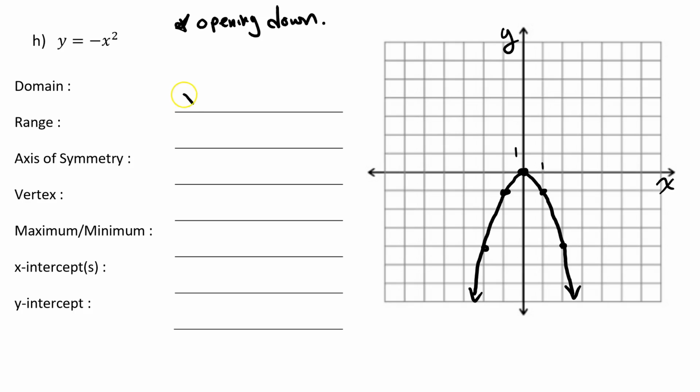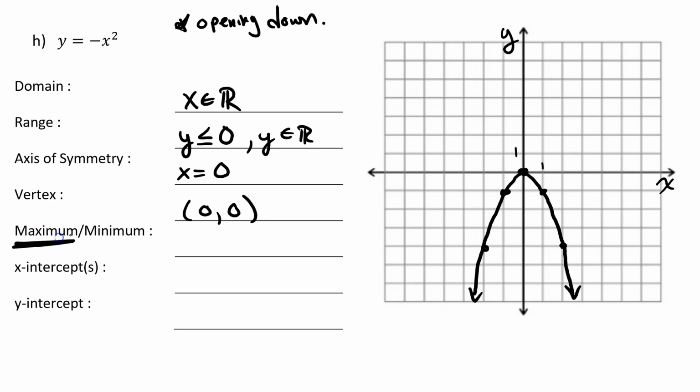So let's analyze it. The domain is still going to be x is an element of the reals. The range is going to be all the negative values, so y is less than or equal to 0. But we still include 0 because that's where our vertex is. Y is an element of the reals. It's just negative. The axis of symmetry is still going to be x equals 0. The vertex is at 0, 0. It's going to have a maximum at y equals 0. There's only one x-intercept and it's at 0, 0, or at x equals 0. And the y-intercept here is also going to be at 0, 0, or y equals 0.